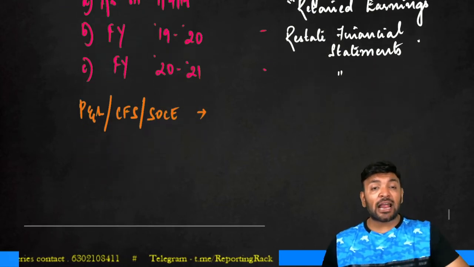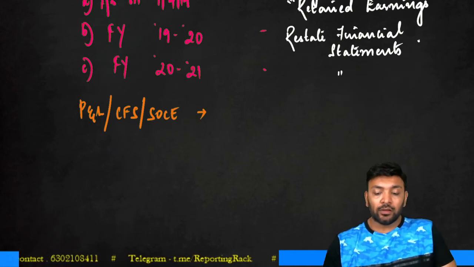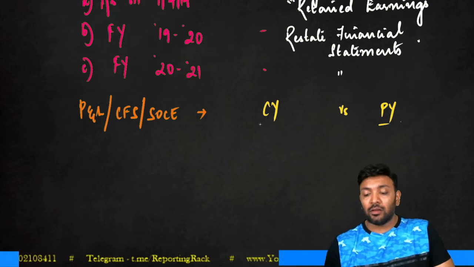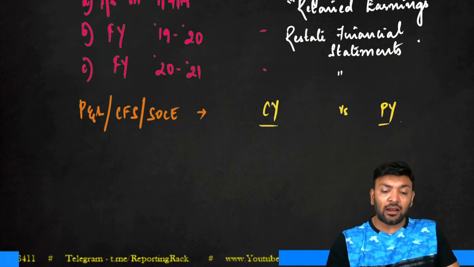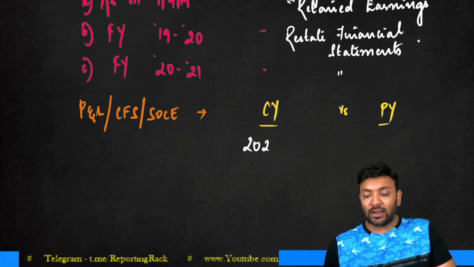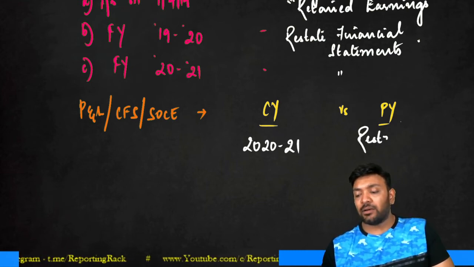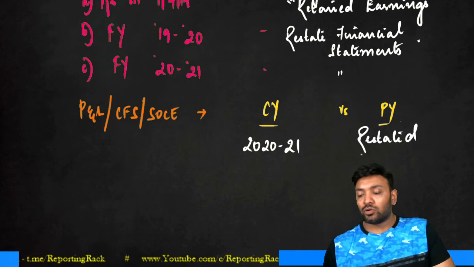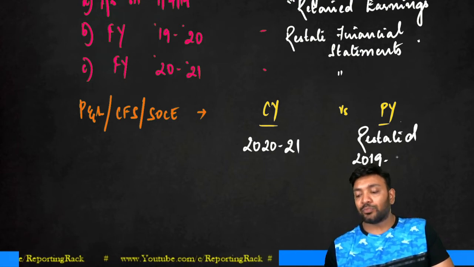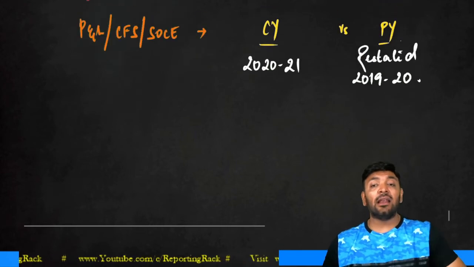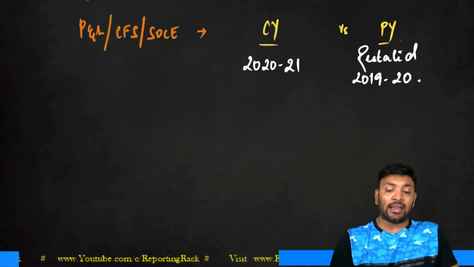these on a comparative basis should be current year versus previous year, where I will compare 2020-21 to the restated previous year 2019-20. I will compare it with the restated previous year 1920.